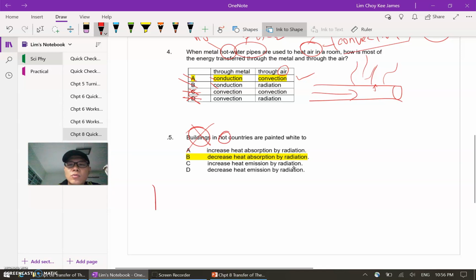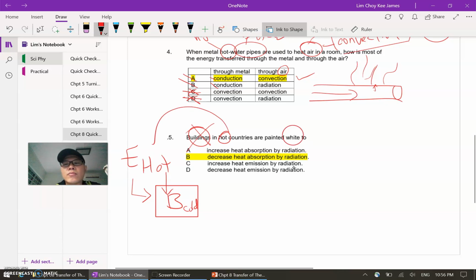Hot. We do know that if this is the building, the clue here, hot, refers to the outside being hot. The environment is hot, and the body here is cold. So the transfer of thermal energy will be from outside to inside. That's what this clue is telling us. Painted white. White, I would say, is a very straightforward clue. White here refers to color. And among all three modes of heat transfer, the mode we're looking for is radiation.